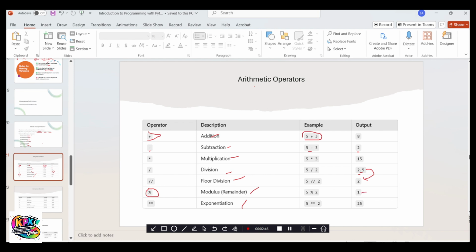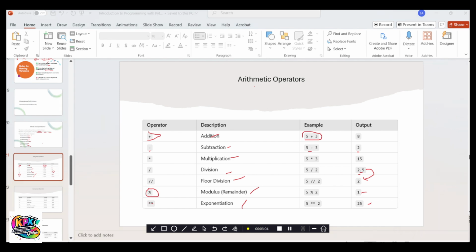Then you have the exponential, which is 2 asterisks, or 2 stars. So 5 star star 2 basically means 5 times 5, and it gives us 25. So let's look at a quick practice of the arithmetic operators.